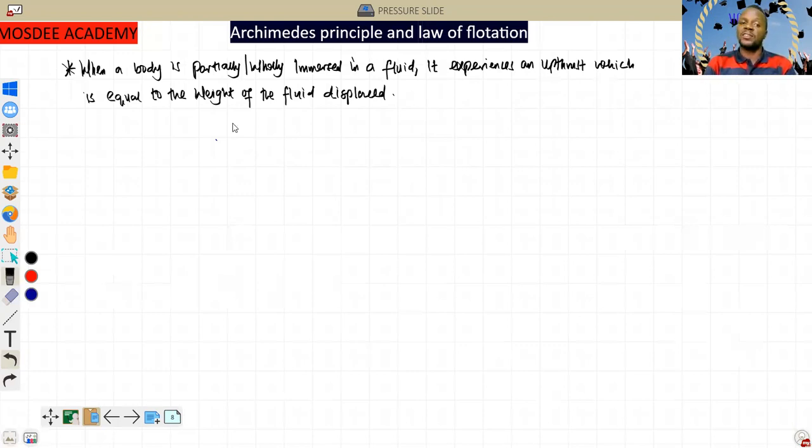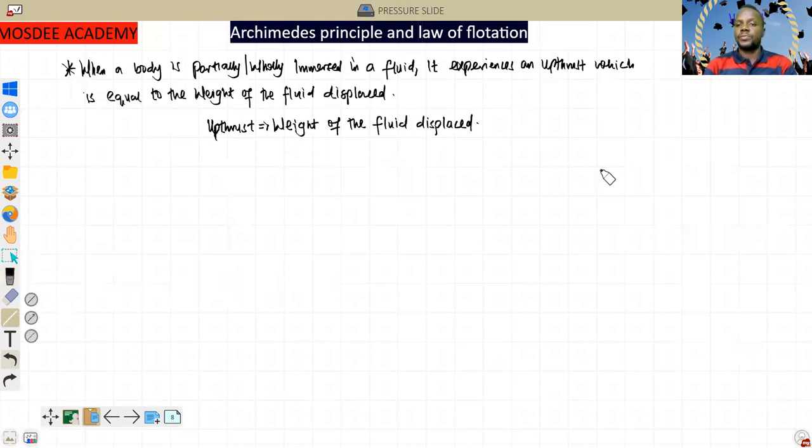What we are saying here now is that the upthrust is the same thing as the weight of the fluid displaced. So when you are asked to calculate the weight of the fluid displaced, that means you are calculating the upthrust force. So directly, we can quickly look into a good example here.